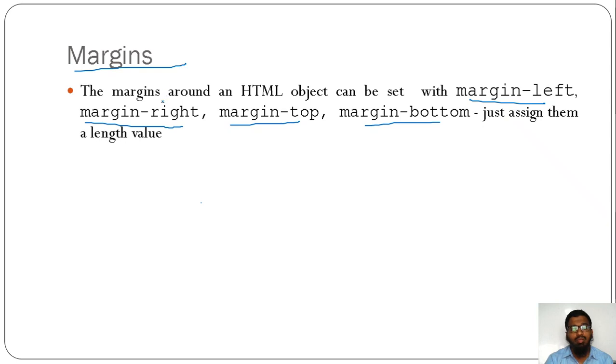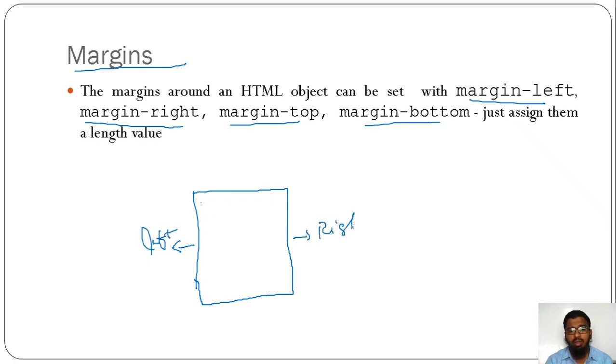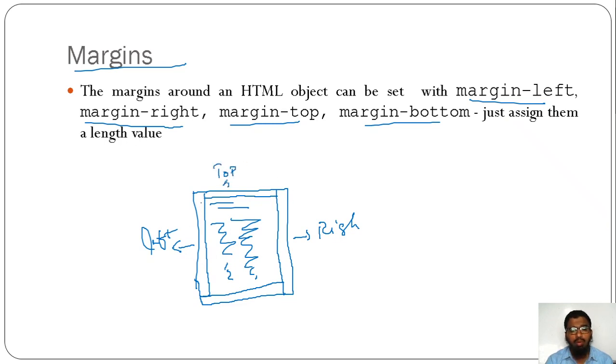What is margin? If we have a page like this, this will be the left margin and this will be the right margin. Right margin means you need to give some space. In this whole page, we are writing the content of the data here, and we are not writing here. So left, right, top, and bottom. So this is about the margin.